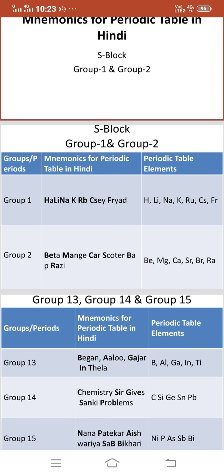So group 1: ह ली ना की रब से फरियाद. That mnemonic represents ह for hydrogen, Li for lithium, Na for sodium, Ki for potassium, Rab for rubidium, then cesium and francium.